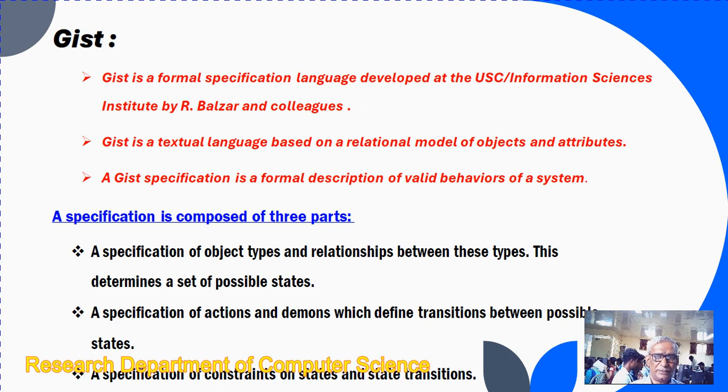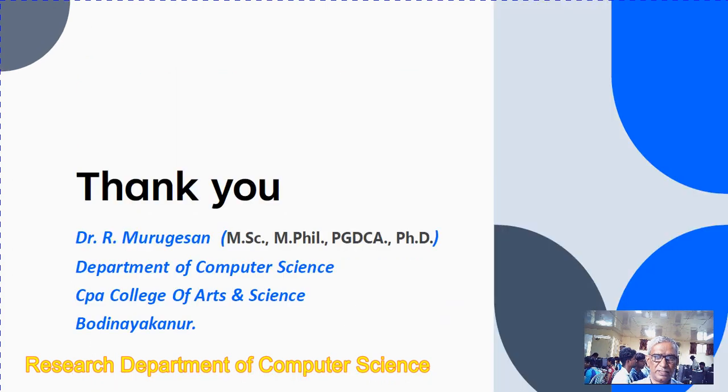Specification of object types and the relationship between these types. This determines a set of possible states. A specification of actions and the demands which define transition between possible states. A specification of constraints on states and transitions. So this is an overall condition for languages and the processor for requirement specification, especially in software engineering.